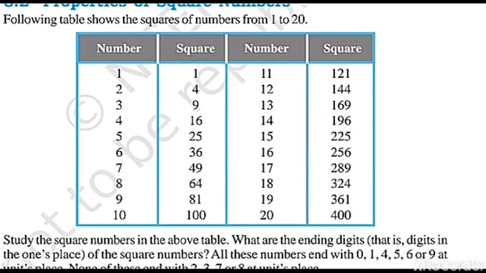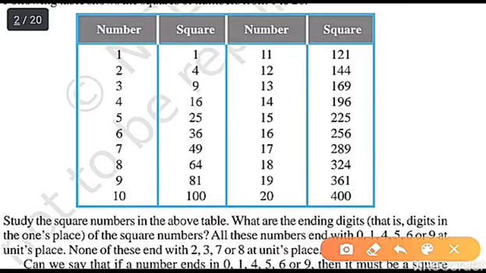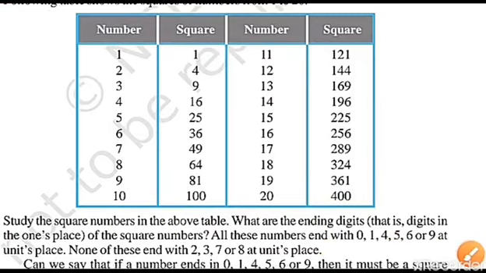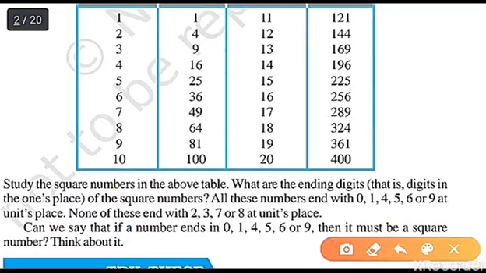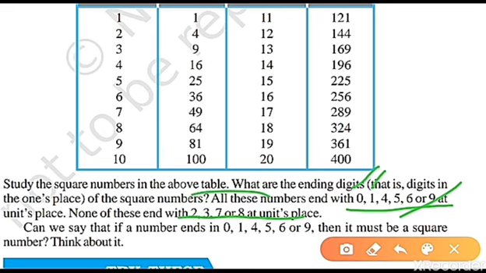Now you can see that all these squares are ending with the digits 0, 1, 4, 5, 6 and 9. None of the squares will end with the digits 2, 3, 7 or 8. That means a characteristic of a perfect square number is that it will end with the digits 0, 1, 4, 5, 6 or 9. So no perfect square number will end with the other digits.